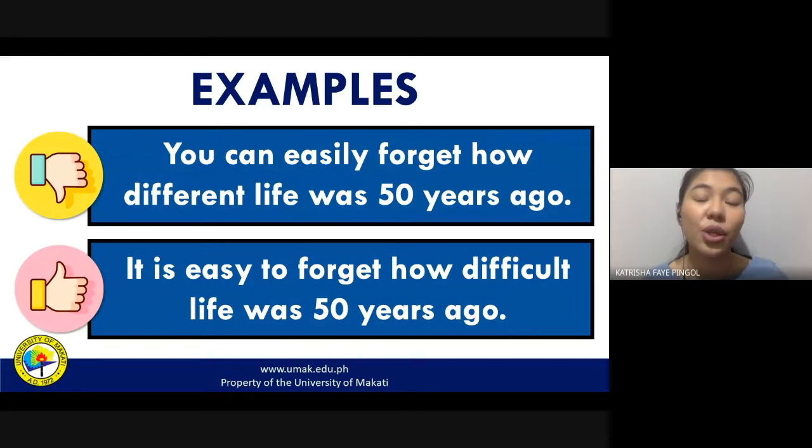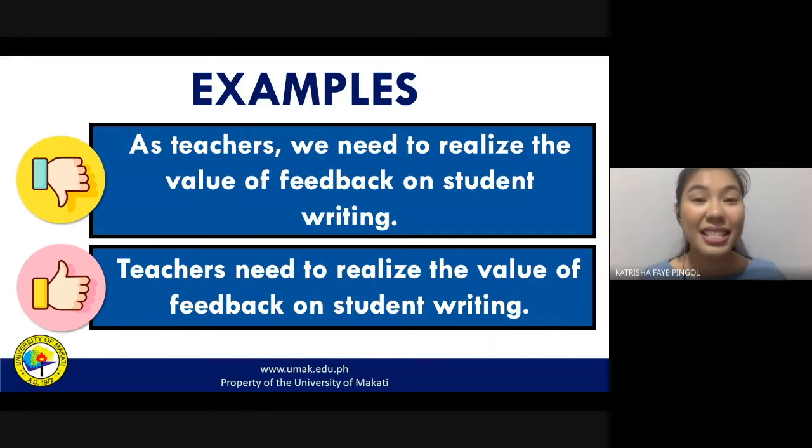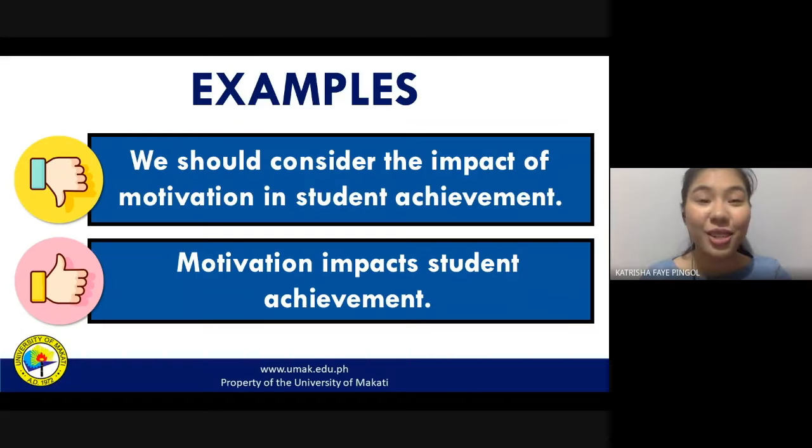Instead of you saying you can easily forget how different life was 50 years ago, you just simply state it is easy to forget how difficult life was 50 years ago. That's more objective sounding. Another example is this one. Instead of saying, as teachers, we need to realize the value of feedback on student writing, even if I am the teacher writing this particular text, I cannot refer to myself as one. Okay, so instead of saying, as teachers, we, you can simply state, teachers need to realize the value of feedback on student writing.